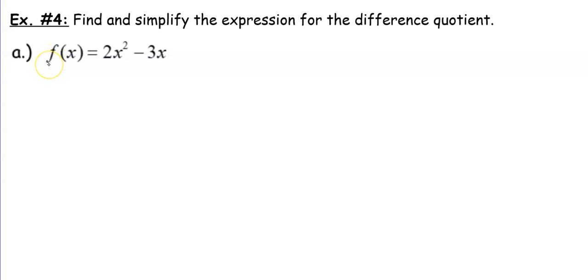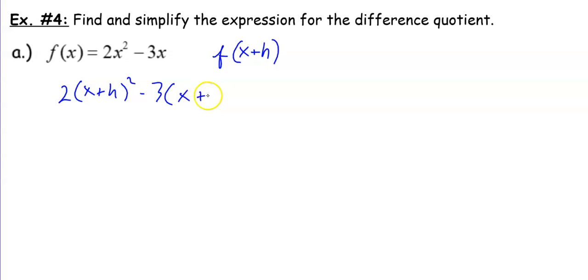So what this is actually asking is, if I give you this generic function, let's find the slope between any 2 points on that function. So we're going to start by finding f of x plus h. I'm going to do that in blue. What that means is, in this function, everywhere there's an x, I am going to replace it with x plus h. So we're going to do 2 times (x plus h) squared minus 3 times (x plus h).